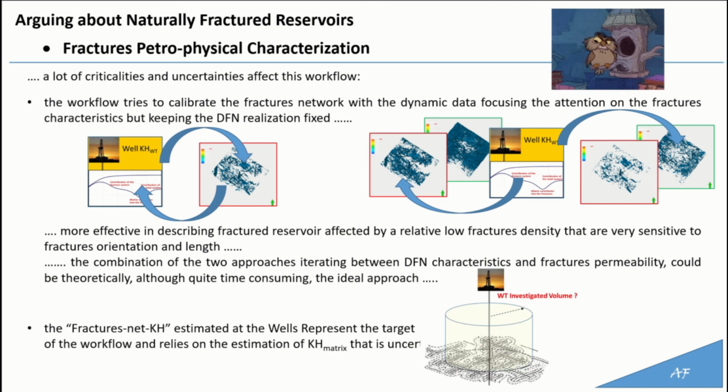Another criticality is that the fracture net KH estimated at the wells represents the target of the workflow, but relies on the estimation of the KH matrix that is uncertain because it has to be referred to the same volume investigated by the well test. However, in a fractured reservoir, the permeability can be very heterogeneous, and this fact is mirrored in the very irregular isopotential lines affecting the drained volume by the well test. This fact makes the estimation of the radius of investigation uncertain, impacting the inferred KH matrix that represents the benchmark for the estimation of the fracture net KH.